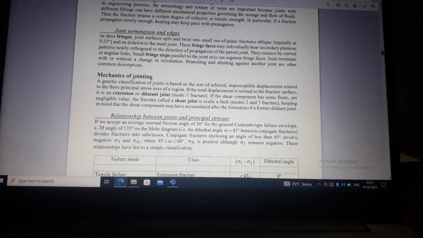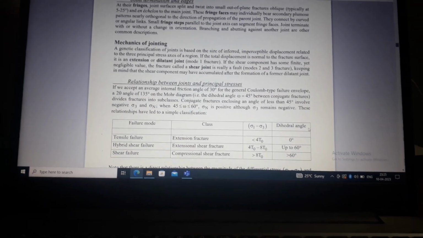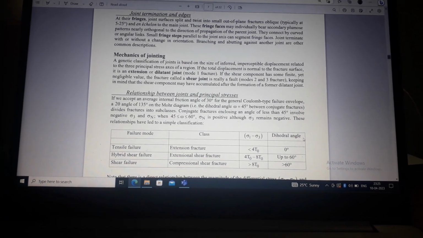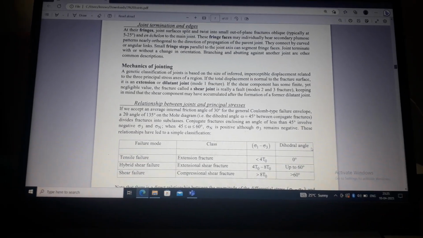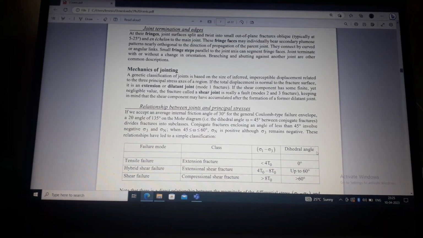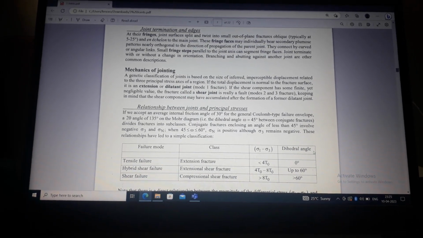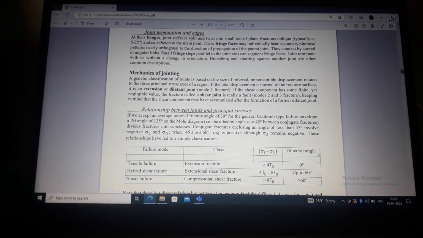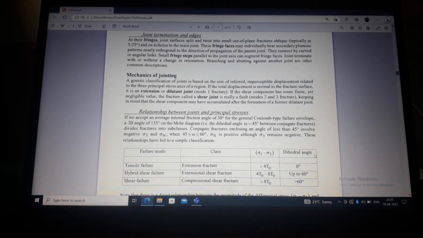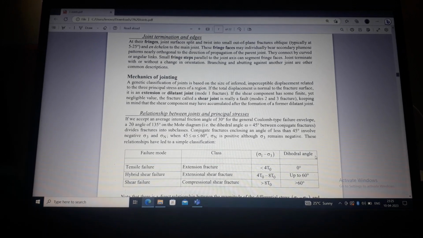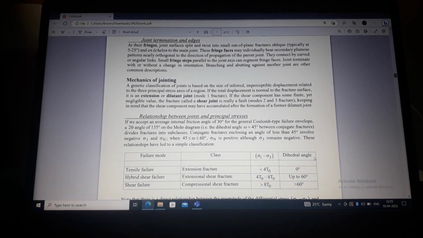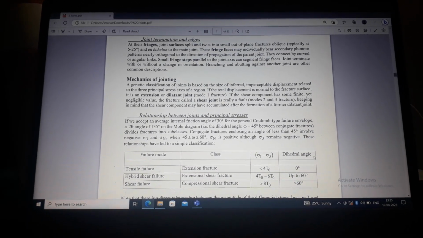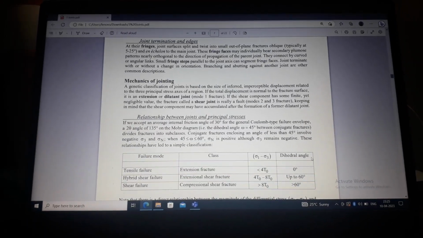Relationship between joints and principal stresses. If we accept an average internal friction angle of 30 degrees for a general Coulomb type failure envelope, a 2 theta angle of 135 degrees or more, that is a dihedral angle omega equal to 45 degrees between conjugate fractures, divides fractures into subclasses. Conjugate fractures enclosing an angle of less than 45 degrees involve negative sigma 3 and sigma n. When 45 is less than or equal to omega less than or equal to 60 degrees, sigma n is positive although sigma 3 remains negative.